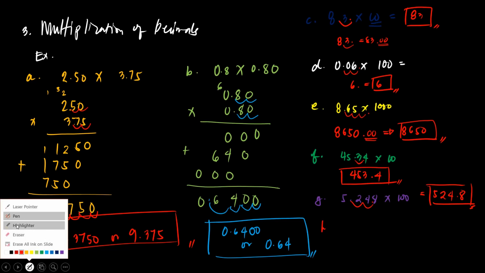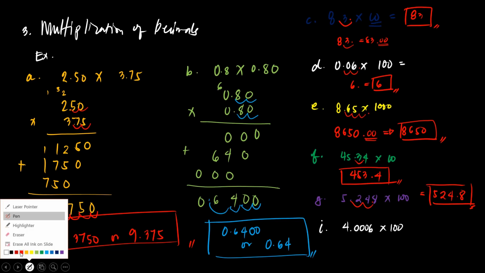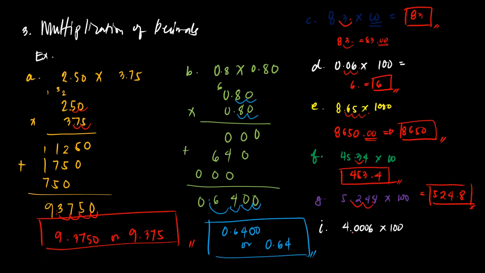Let me change the color of my pen. Let's have I. Okay, let's have 4.006. Add pa tayo ng isang 0, times 100. Okay, ilan ang 0 nakikita? Dalawa. Ilan ang movement ng decimal point papunta sa right? Dalawa. So, 1, 2. So, we have 400.06. That is the product.